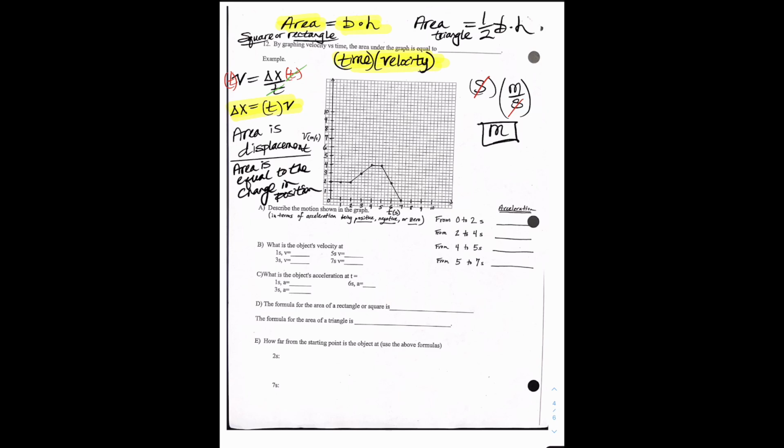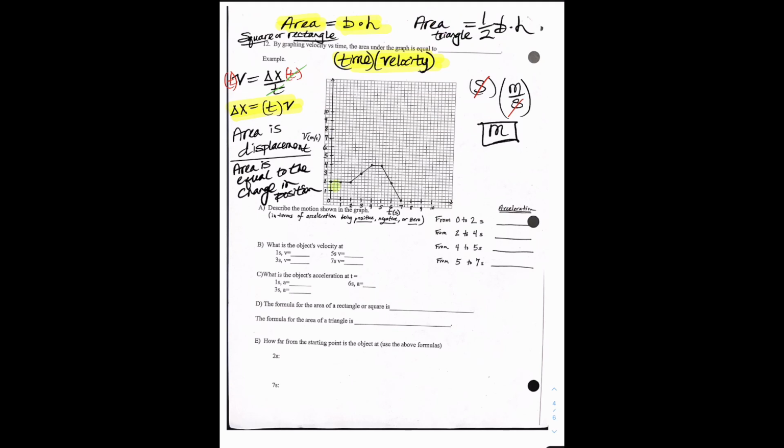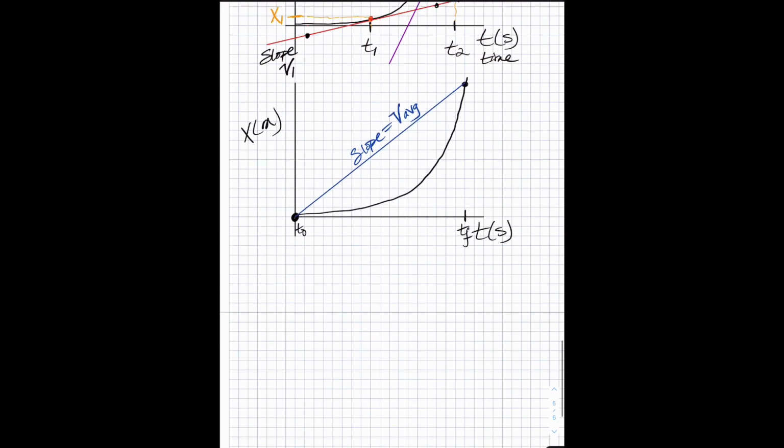So if we look at this graph right here, this is the area under the curve. So when we take the area under the curve, I always mean the area between the curve and the x-axis. And you might say, well, yeah, that's the area under the curve, right? Well, okay. What I'm trying to say is this.